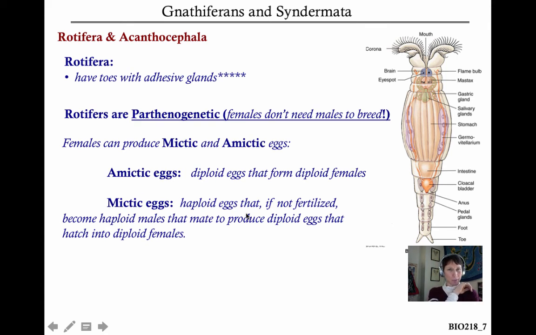Mictic eggs are typical haploid eggs, and here's where it gets complicated. If it's not fertilized, then it's going to become a haploid male. Okay, so it's going to stay haploid, but it's going to be a male. And those males, when they exist in the population, mate with females to produce diploid eggs that will then hatch into diploid females. Okay, so let me show this to you in another way.